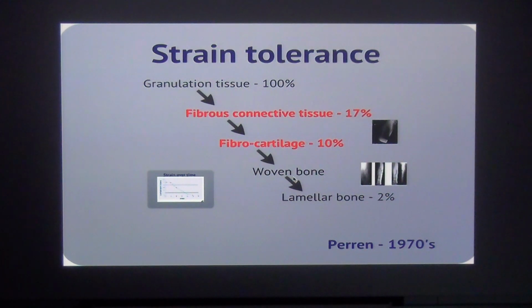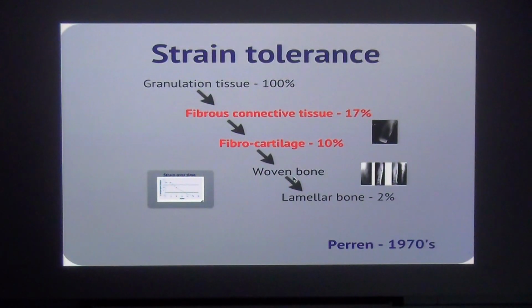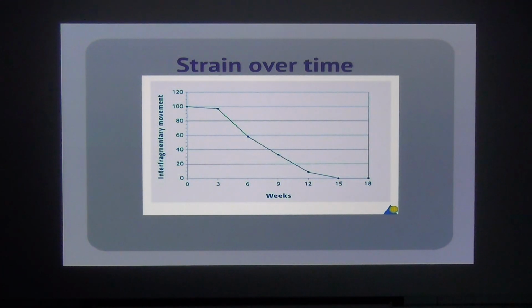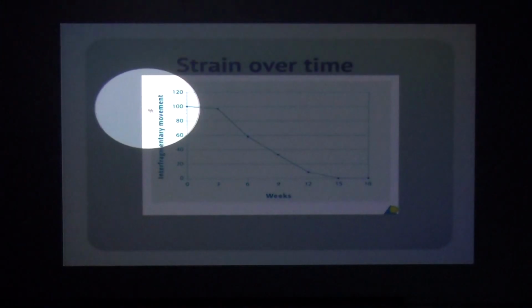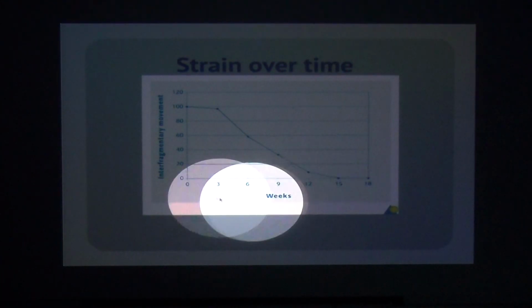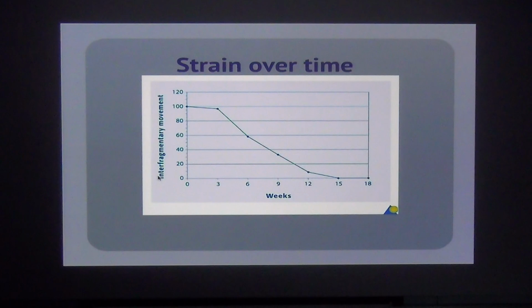Why not miss out the middleman? Why has the body designed this crazy system with fibrocartilage in the middle? You need that gradual change in the amount of strain that it can withstand for the stages of the... Right, okay. So the strain over time at a fracture site goes down slowly, doesn't it? It's a gradual change from being really quite mobile, 100% strain, down to, after 15 weeks in this rat's femur, no strain whatsoever. And it's a slow, progressive thing.